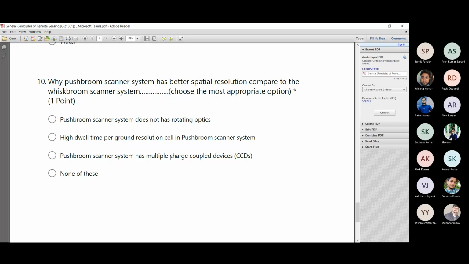Third option is also correct. In pushbroom scanner system, we have multiple CCDs. But what is the role of having multiple CCDs? Due to multiple CCDs, we have a high dwell time. And actually, the spatial resolution is directly governed by dwell time, not by how many CCDs we are connecting. That is the secondary information. The primary information that governs the spatial resolution is dwell time, though it is high due to the array of CCDs.